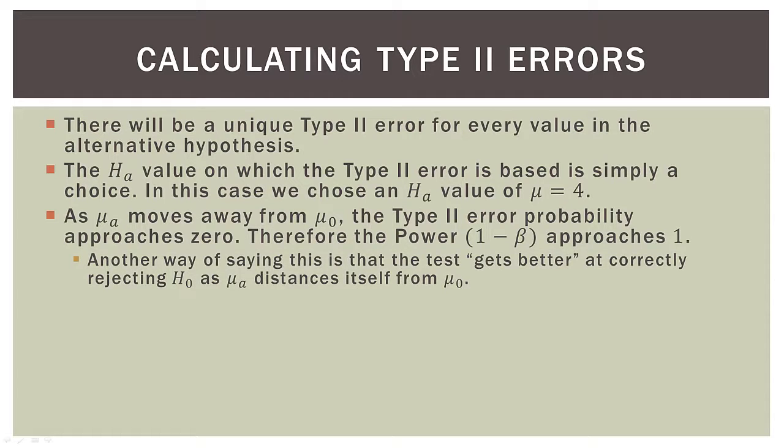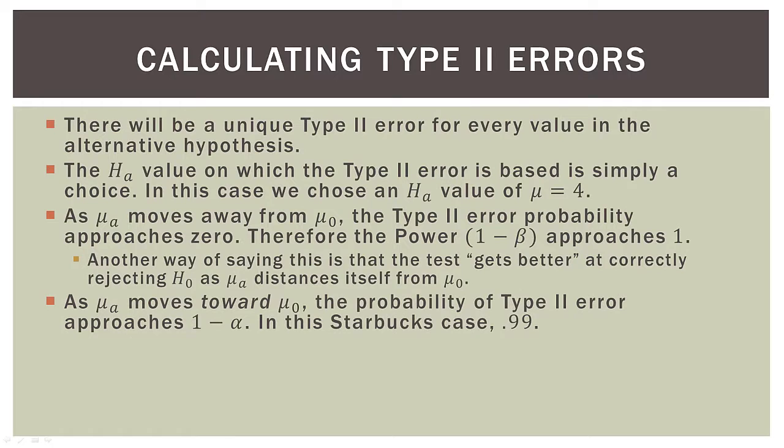Now, another way of saying this is that the test gets better at correctly rejecting the null hypothesis as our alternative population mean distances itself from our hypothesized population mean. So, if the alternative population mean is far away from the hypothesized, then when we reject the null hypothesis, we're almost certain, not exactly certain, but almost certain we're correct.